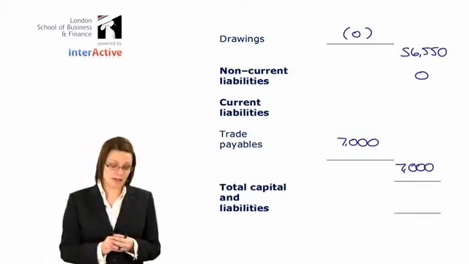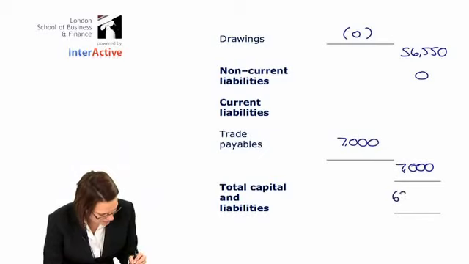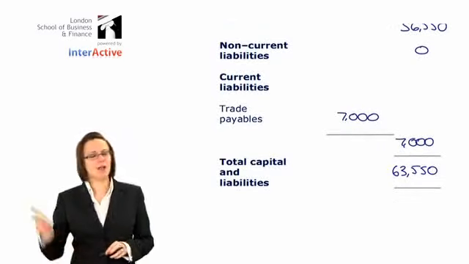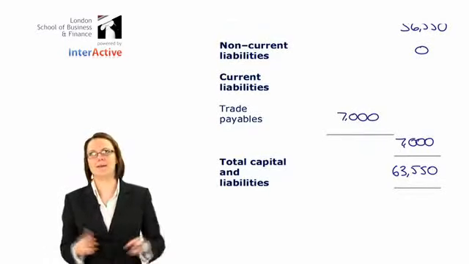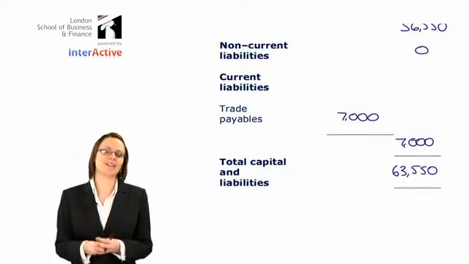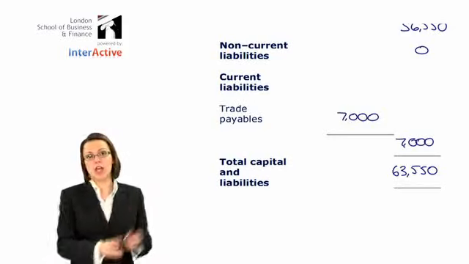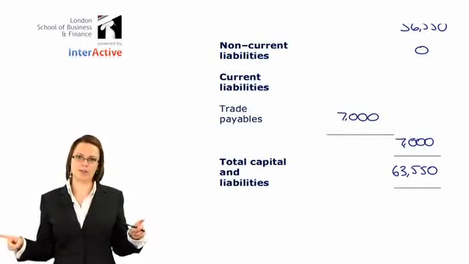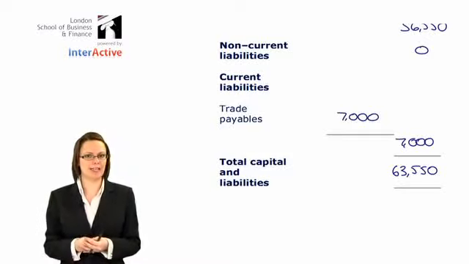And 56,550 plus 7,000 is going to give us 63,550 total capital and liabilities. Go and look back at your total assets, 63,550. It balances, it works. We're happy as accountants. So there you have it. We have done original transactions all the way through to the financial statements. And that's the way we prepare accounts. That is double entry bookkeeping.